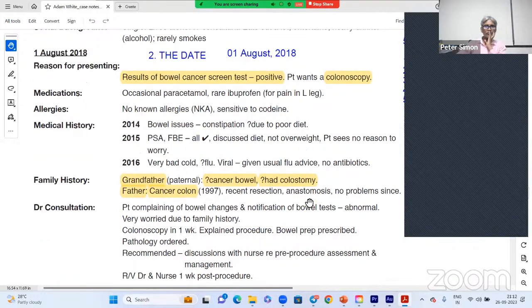Now, due to the strong family history, if you want to write like this, you can write: due to the strong family history of cancer, concerns were expressed.